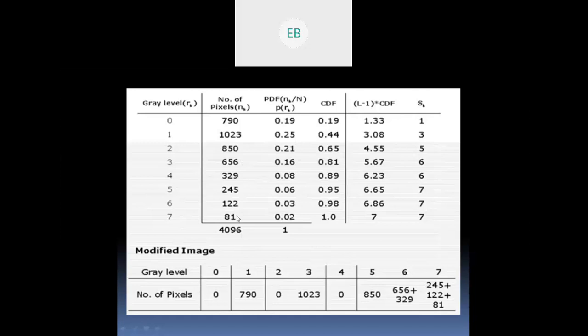Again, for gray level 1, simply 1023 divided by 4096, we get 0.25. Calculate it for the rest of the gray levels, from 2 to 7. So 850 by 4096 is 0.21, 656 by 4096 is 0.16. Similarly for 4, 5, 6 and 7 you calculate it and you get these values here. Note this down.